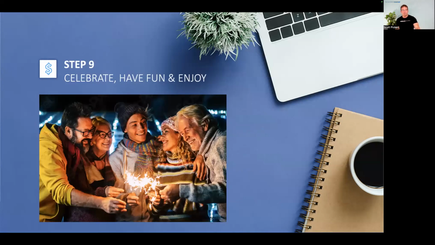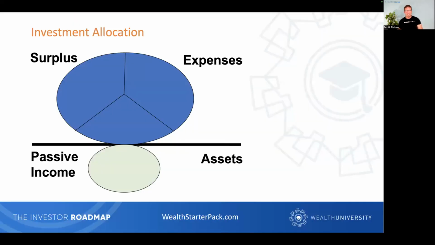Step 9 is all about earning. And this is something I learned from Dr. Hannes Dreyer 20 years ago. It's about celebrating, having fun, and enjoying life. There's no point in just waiting for retirement. So if you've got a surplus of $1,000 and you've got your expenses, you've got your assets, and you've got your passive income, you've got your expenses being your interest, you've got your capital where you want to invest in your assets, and then you've got your fund.